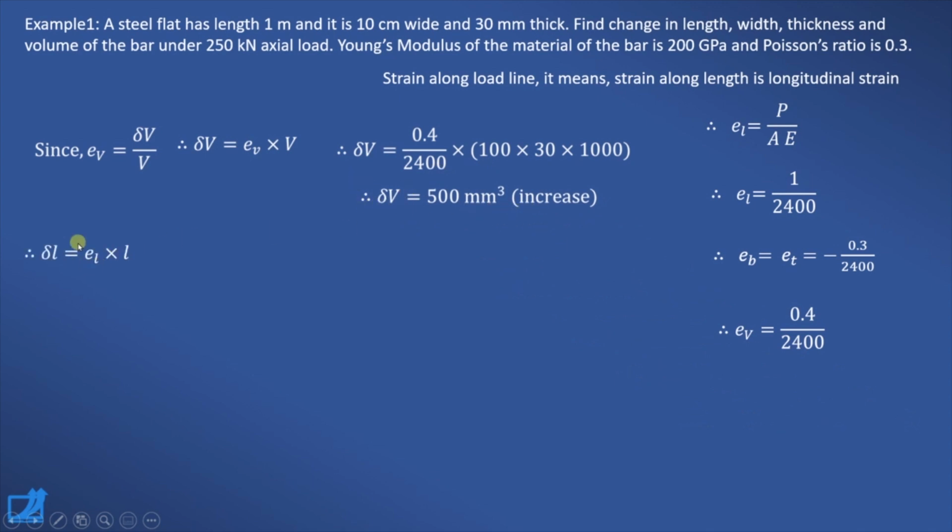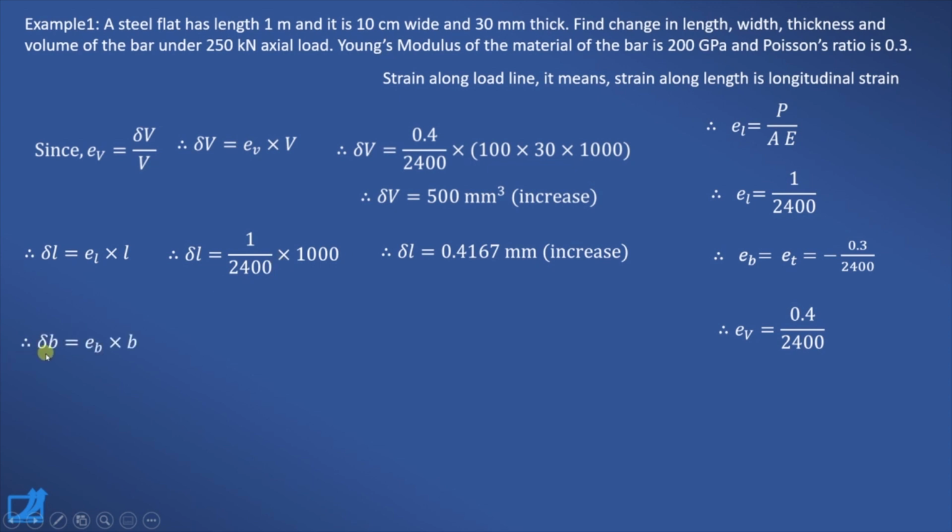Now let's proceed. In the same manner, change in length is strain in length into length. Just put the corresponding values. Strain in length is 1 by 2400. So strain in length into original length, that is 1000 millimeter. It is given 1 meter, it's 1000 millimeter, and you got the change in length. It is an increase because strain is positive.